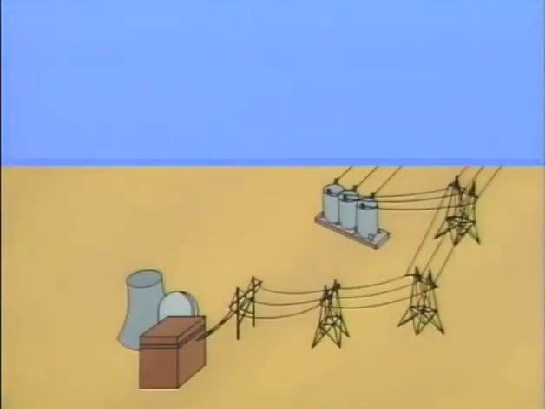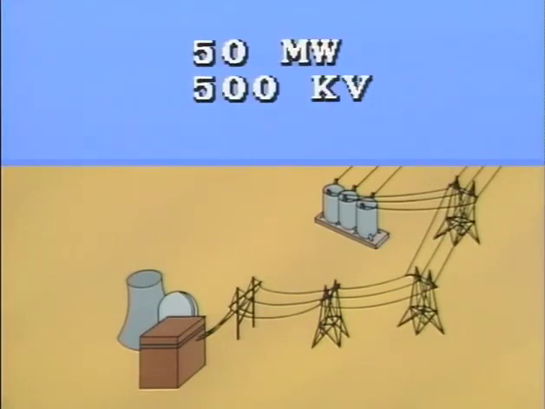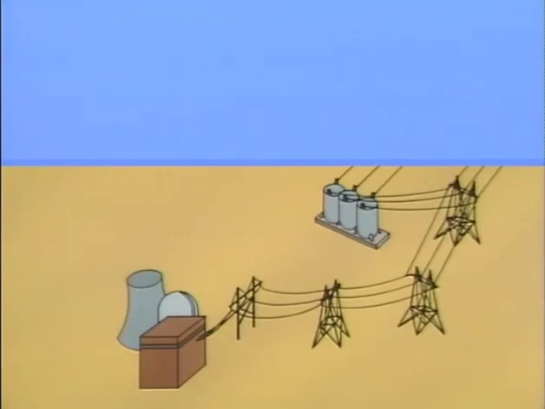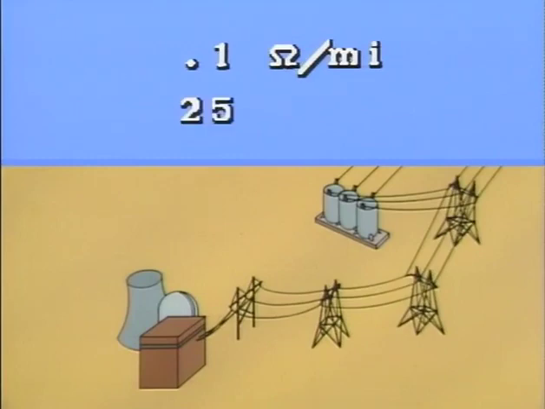Now, let's look at a similar example, but this time we'll see what happens when one of the factors that influences conductor resistance is different. For this example, we'll use the same amount of transmission power, 50 megawatts, and the same amount of transmission voltage, 500 kilovolts, which results in 100 amps of line current. We'll still say the conductor has a resistance of 0.1 ohm per mile, but this time we'll look at a transmission line that only runs for 25 miles, half the length of the one in the previous example.